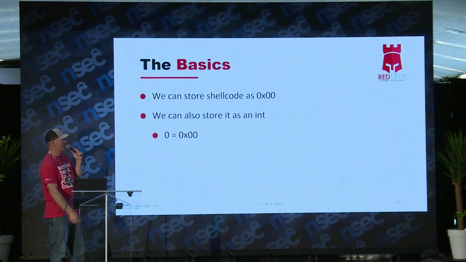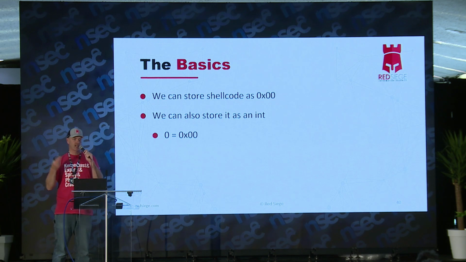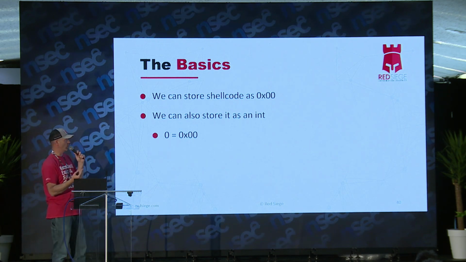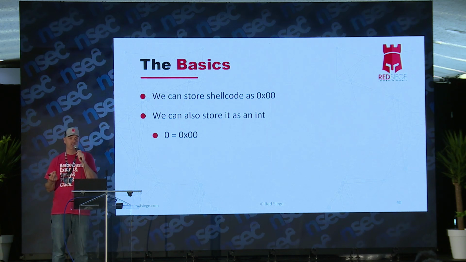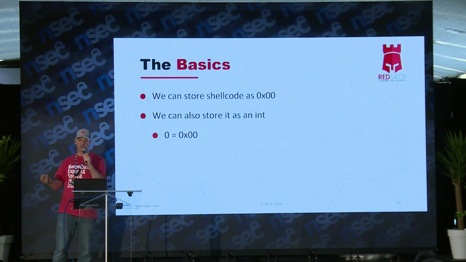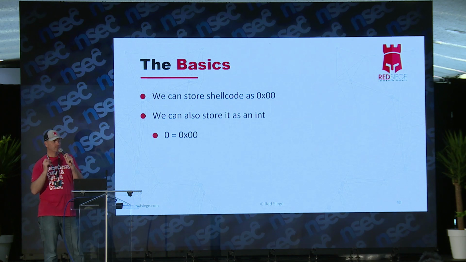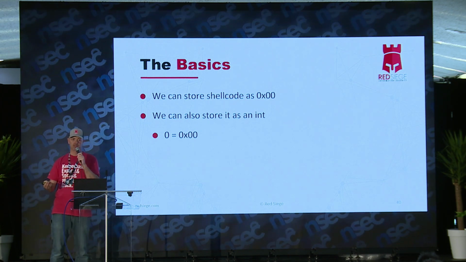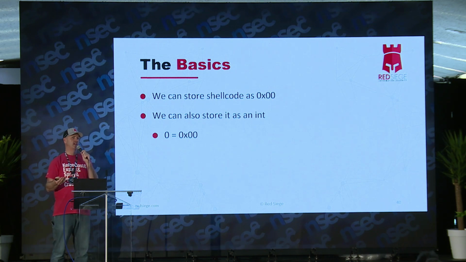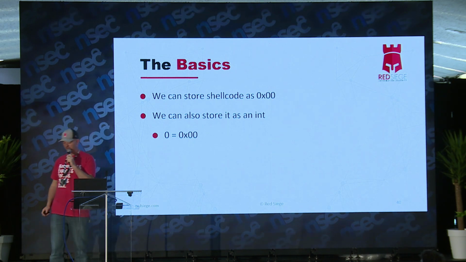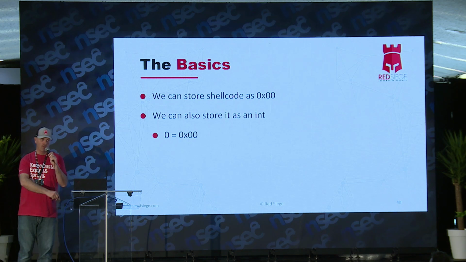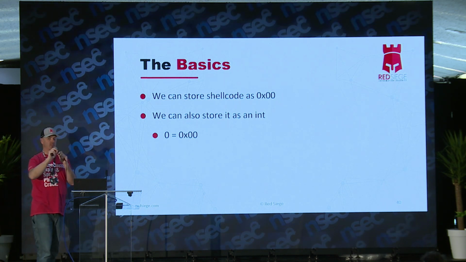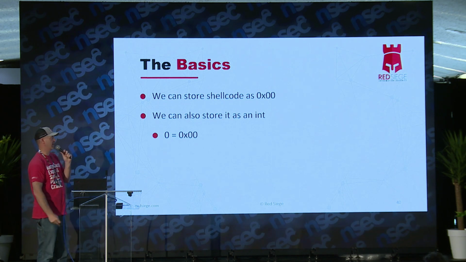So we typically store our shellcode in hex bytes, right? 0x00. But depending on how we declare our character array, we can actually store it as an int. We can store it as a 0, 0, 1, 2, 3, so on and so forth. Now, how many possible shellcode values are there? 256 possible values. That's it. No matter how much shellcode we have, it is always going to be made up of a maximum of 256 characters from that character set.